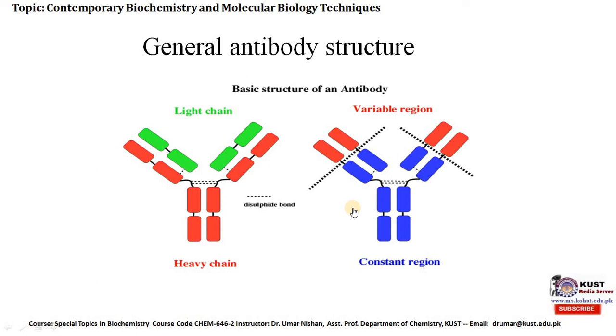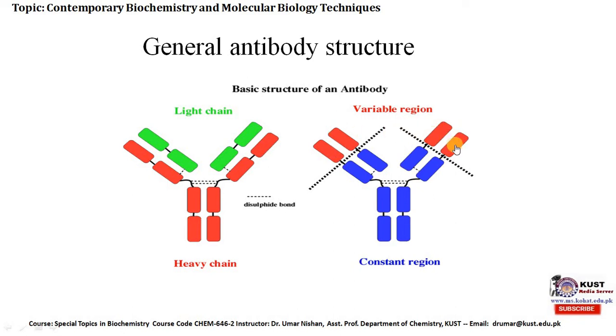Along with this, in antibodies, we have two regions. One, this blue color, is the constant region. So this part of the antibody is called the constant region, and there is this red part. This is called the variable region. So from antibody to antibody, among different antibodies, this region can be different.